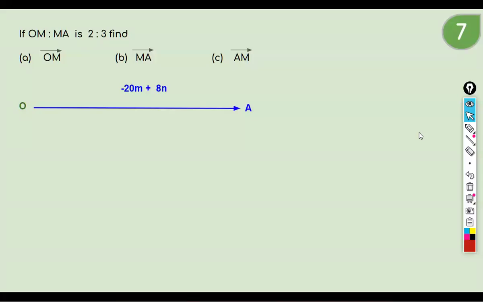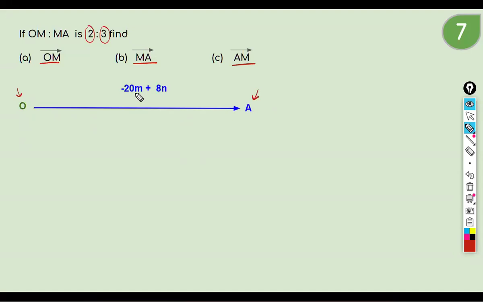Let's get started. Look how they phrase this question, right? They said, if OM to MA is 2 to 3, find OM, find MA, and find AM. But look at this diagram here. It doesn't have a capital M anyway. They give you O, they give you A, but I don't see a capital M. Capital M and common M are two different things.